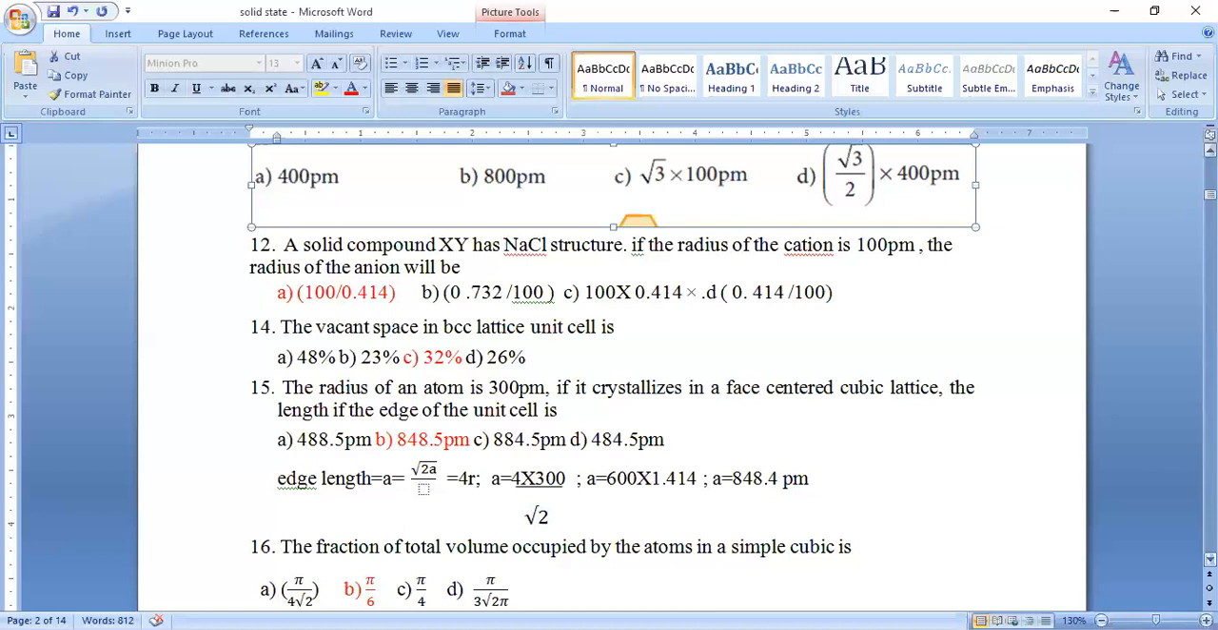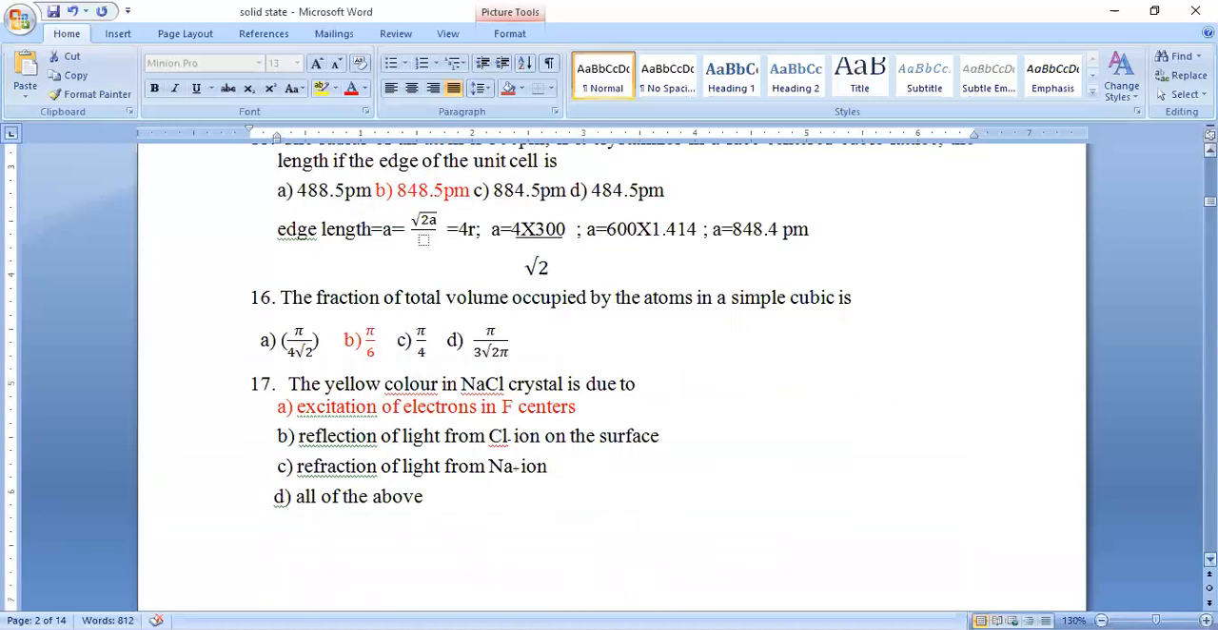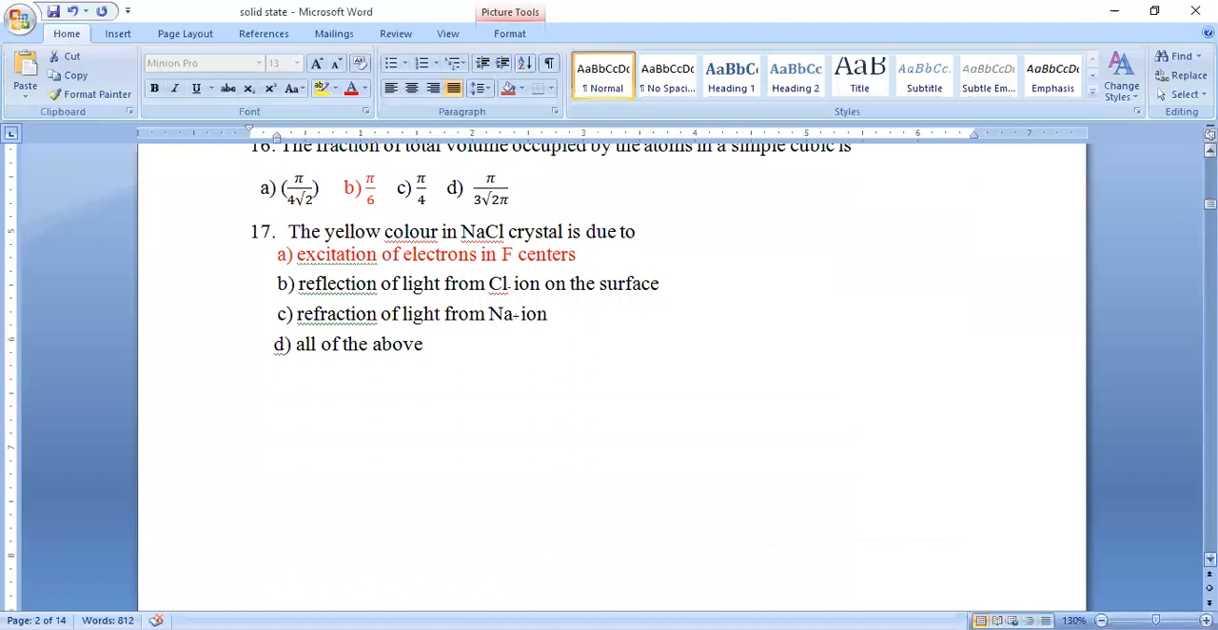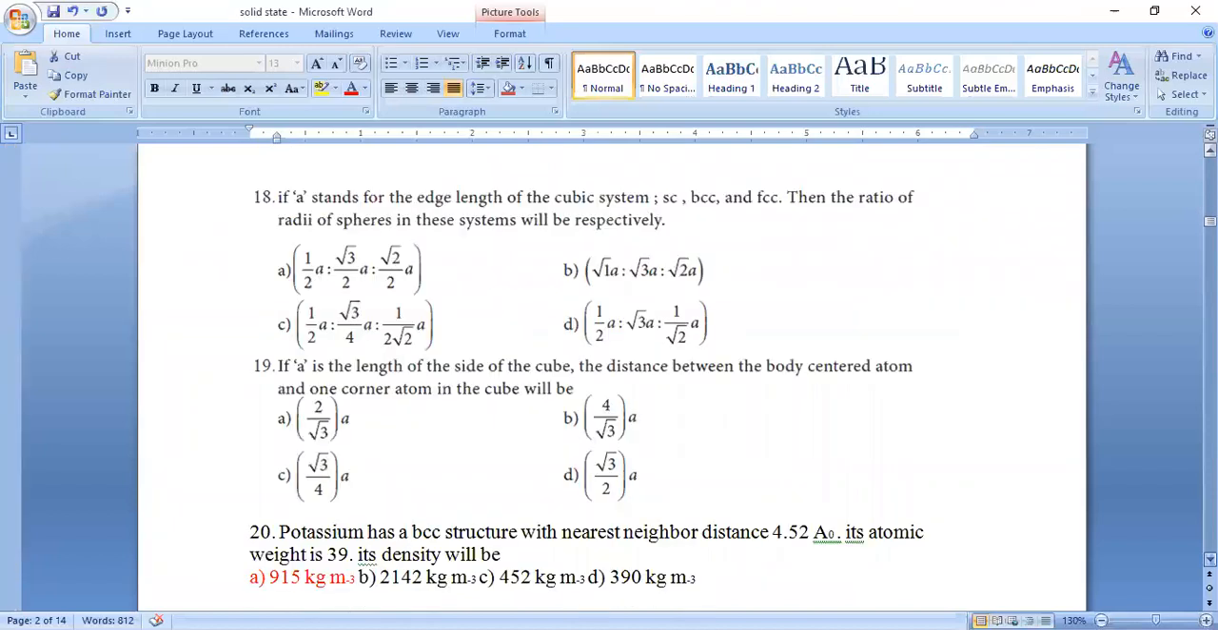So next, the fraction of the total volume occupied by the atoms in the simple cube is. So option B, pi by 6. So next question number 17, the yellow color in NaCl crystal is due to option A, excitation of electrons in the F centers. So next question number 18, if A stands for the edge length of the cubic system, SC, BCC and FCC, then the ratio of radii of the spheres in the system will be respectively.